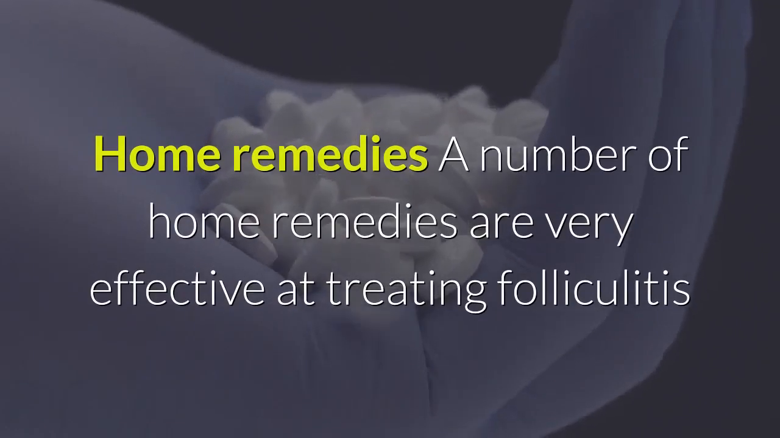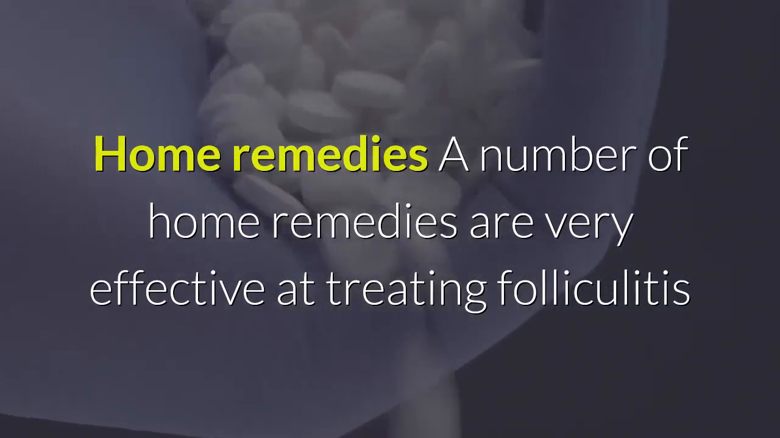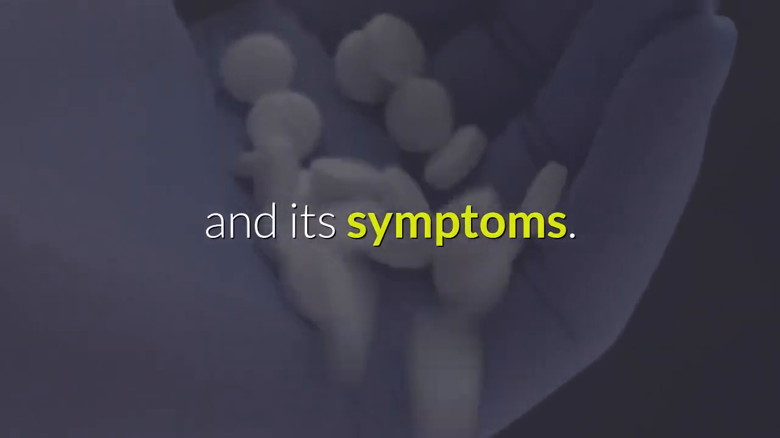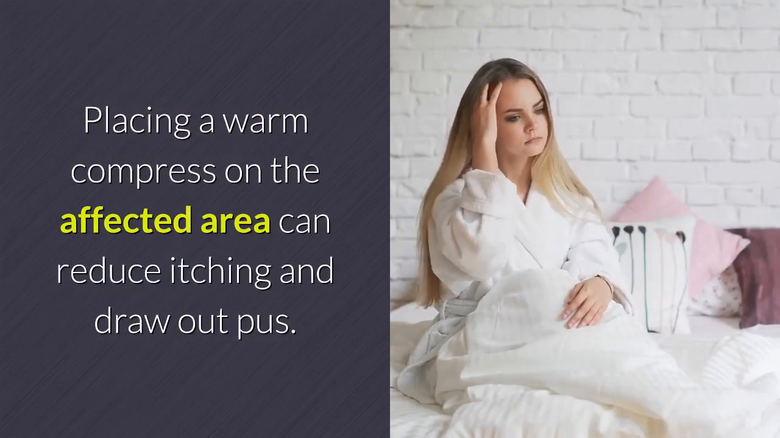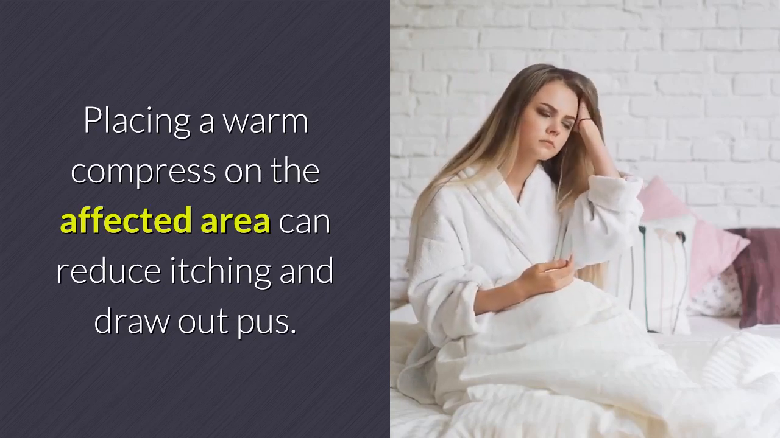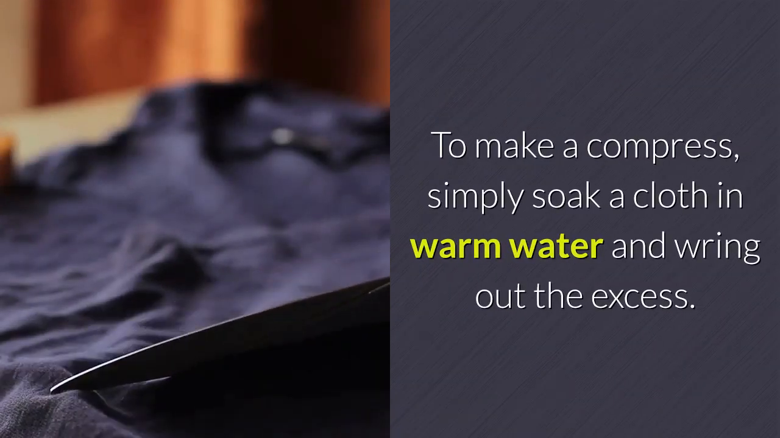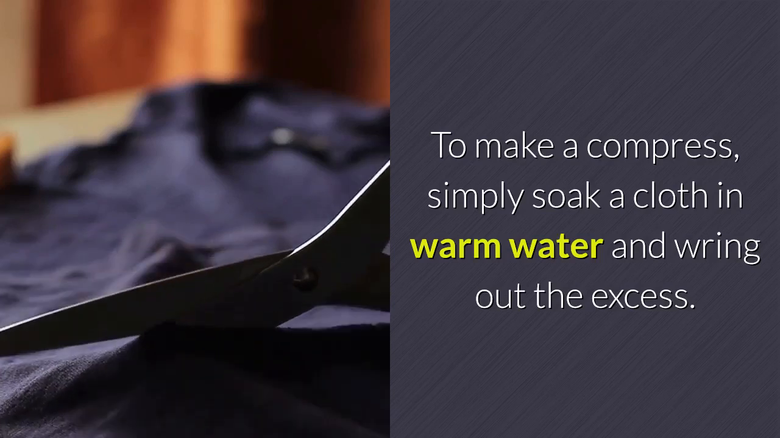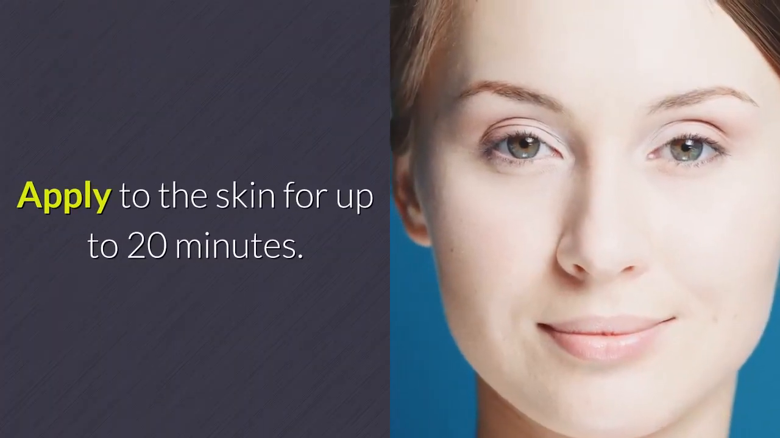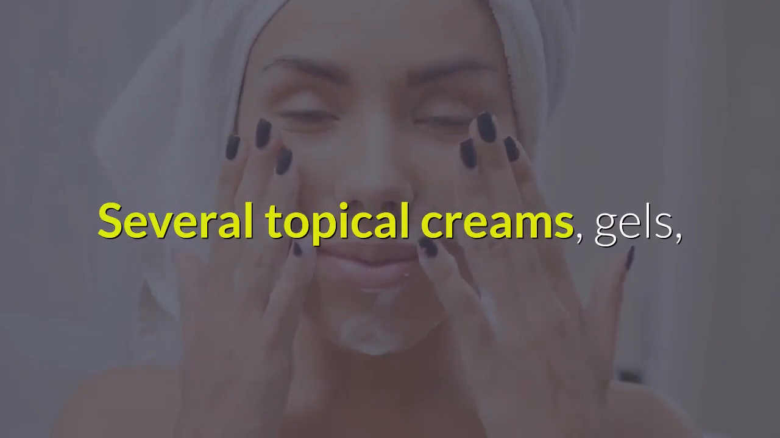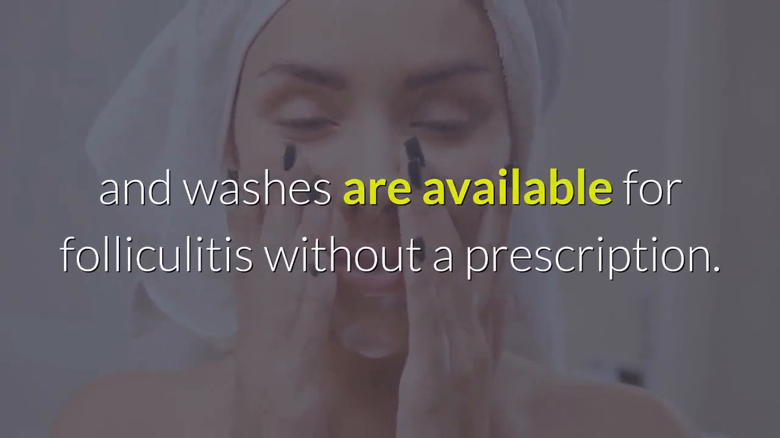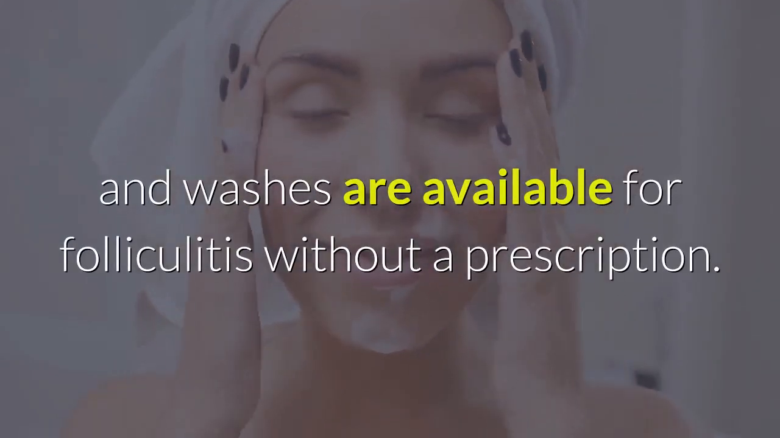Home remedies. A number of home remedies are very effective at treating folliculitis and its symptoms. They include warm compresses. Placing a warm compress on the affected area can reduce itching and draw out pus. To make a compress, simply soak a cloth in warm water and wring out the excess. Apply to the skin for up to 20 minutes. Repeat as needed. Over-the-counter products. Several topical creams, gels, and washes are available for folliculitis without a prescription.